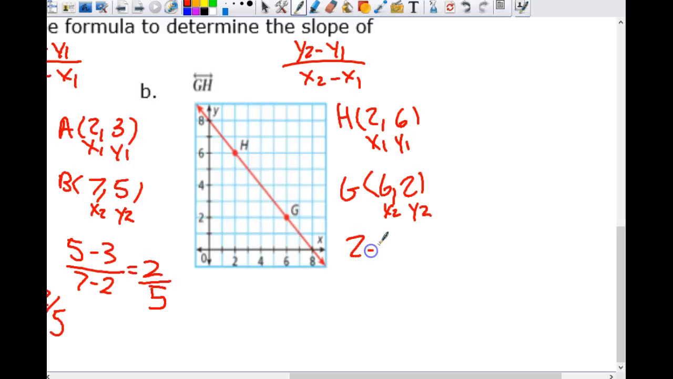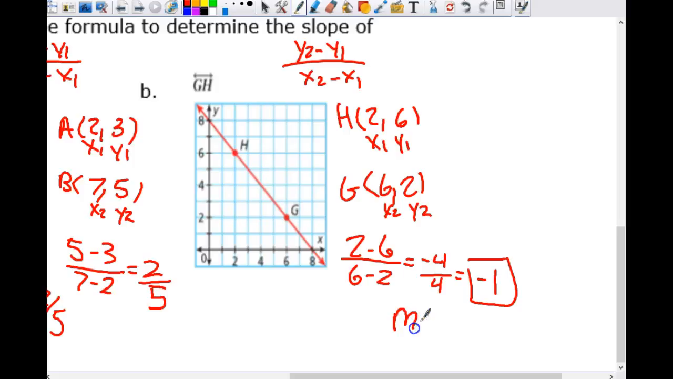2 minus 6 divided by 6 minus 2. 2 minus 6 is negative 4. 6 minus 2 is 4. That is equal to negative 1. So m is equal to negative 1 is what I should have written. Oops.